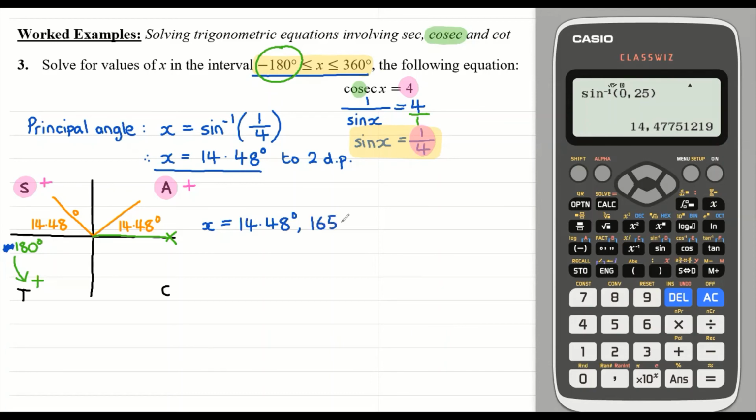So that's going to be 165.52 degrees. And those are the answers, but we can just write those to three significant figures, or to 1 decimal place. I think we'll stick to 1 decimal place for this. So 14.5 degrees and 165.5 degrees to 1 decimal place.